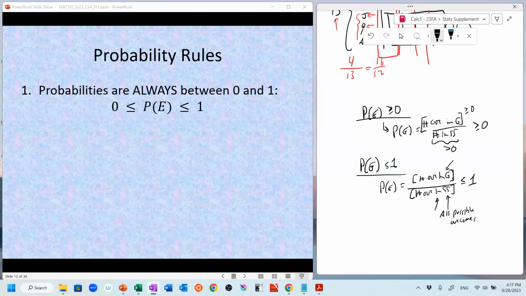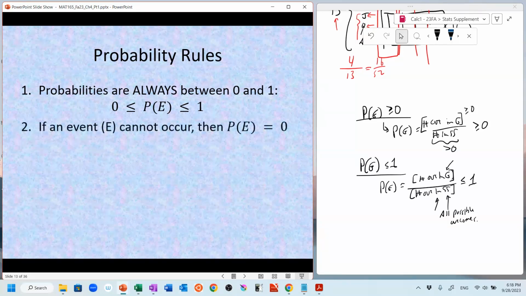It can't have any more, because if it had more outcomes than in the sample space, the sample space wouldn't contain all possible outcomes. So my probabilities are between 0 and 1 inclusive. This is a helpful check. If you go through a problem and you get to the end and you're claiming that the probability is 125%, or that the probability is negative 30%, something went wrong. So go back and check your work.